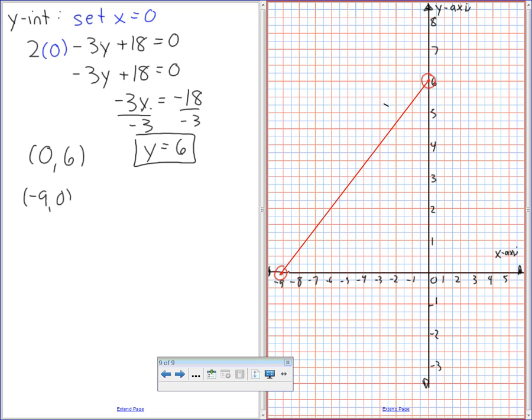Okay, so there's my arrows and there's my arrows. And the line goes on forever. We'll put on here the title, 2x minus 3y plus 18. Good?